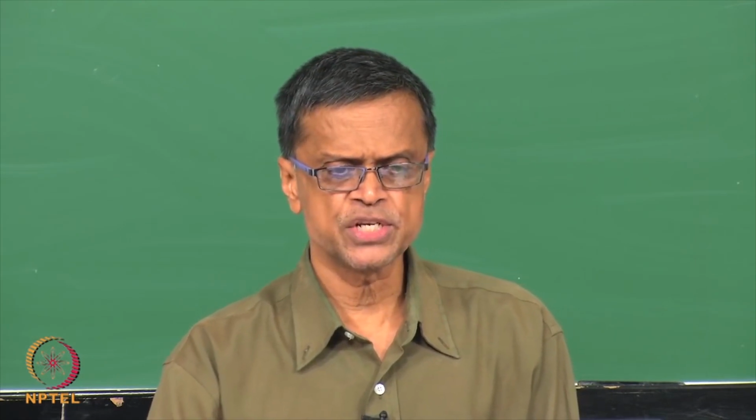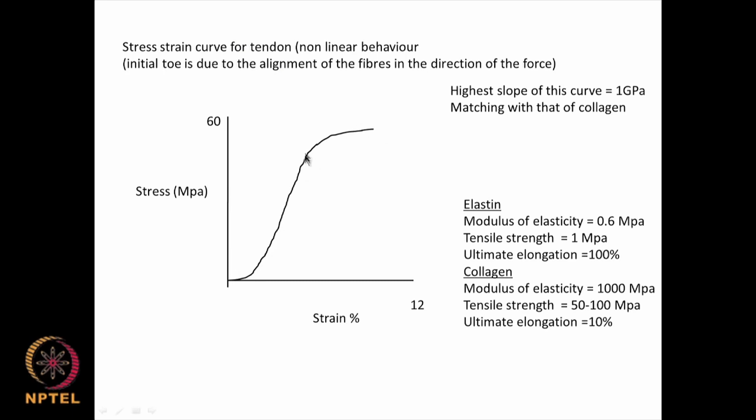So, if you look at the stress strain curve for a tendon, it exhibits a non-linear behavior. Initially this is called a toe portion, that means initially the stress does not increase with strain, but after a certain strain it starts increasing and then it behaves in the normal elastic and then the plastic. So, why does this happen? This happens because the fibers get aligned in the direction of the force when you apply a force. That is why we do not see much tension here, but beyond a certain strain you see the normal elastic behavior.